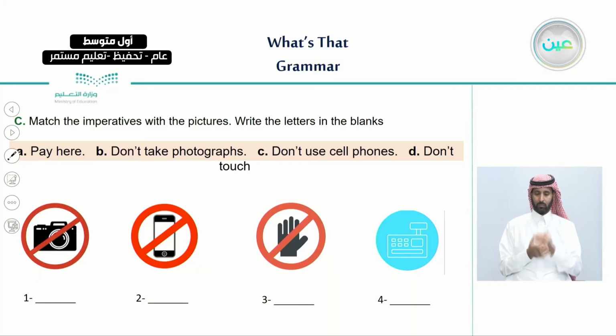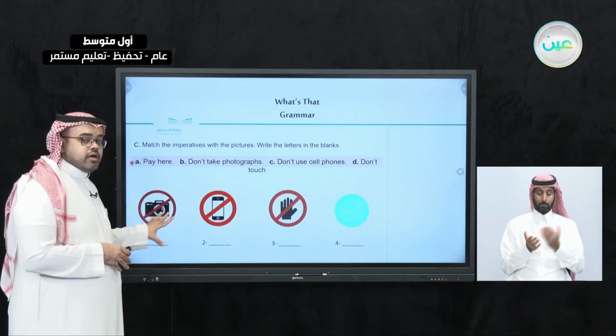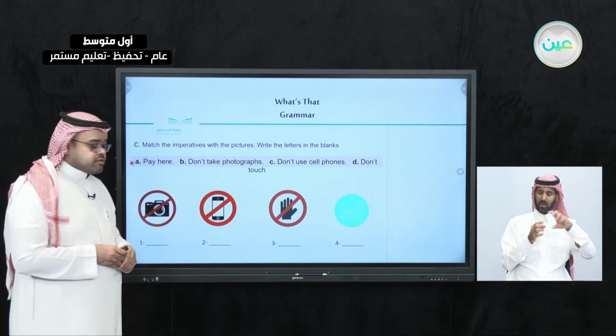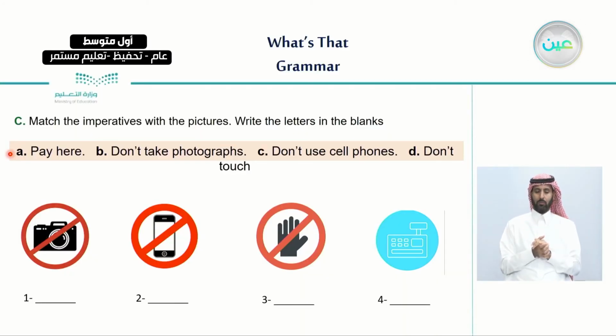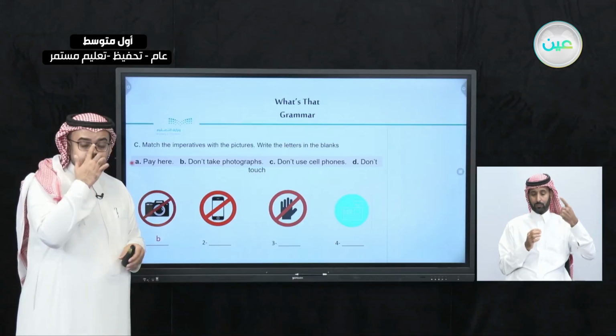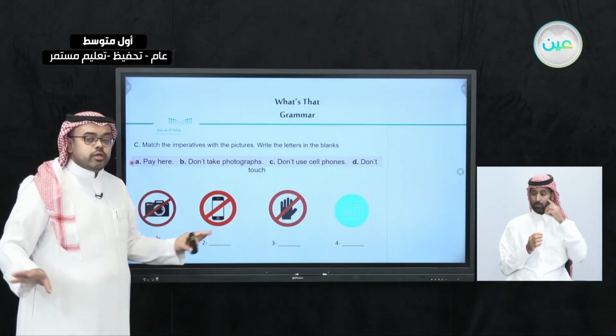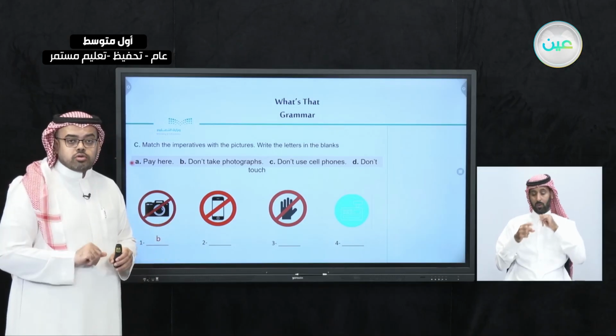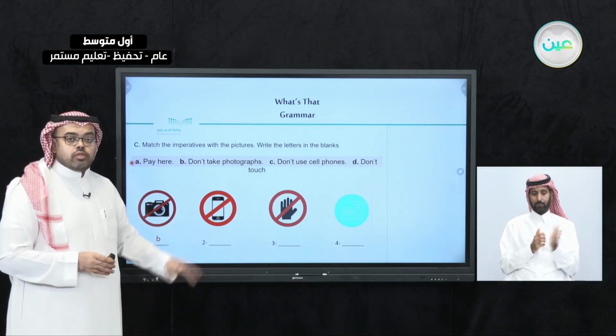So let's start with the first picture here. What do you think the imperative is that matches the first picture here? So here we have a camera with a red circle and a cross as well. So what do you think the proper imperative is here? Excellent, which is B, don't take photographs. So immediately when we go to a museum or any place and when we see this sign, it means don't take photographs.